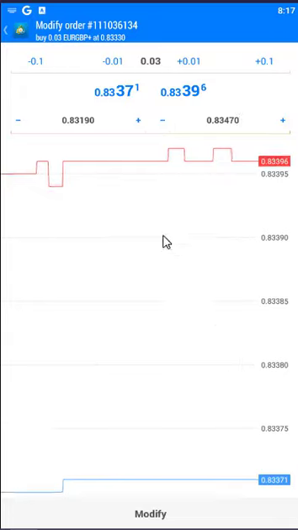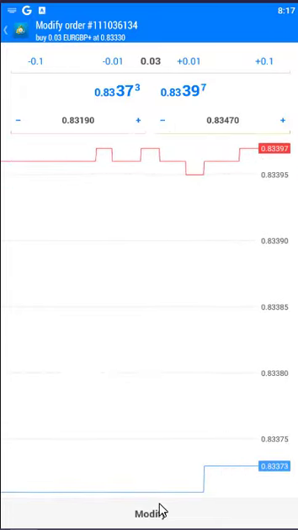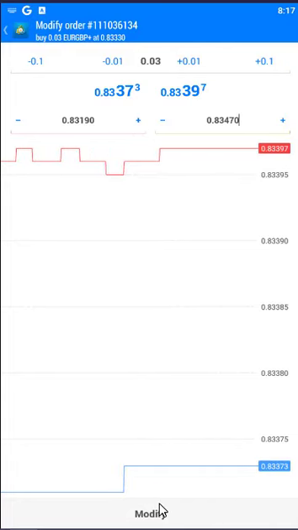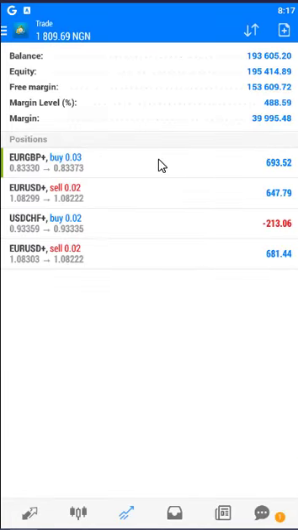Once you type it correctly, you can see that this modify button will be active for you to click. Once you click now, it means you have modified the trade and you've added a take profit and a stop loss to it. So let's click modify here. The order is modified, as you can see. So we've modified the order.